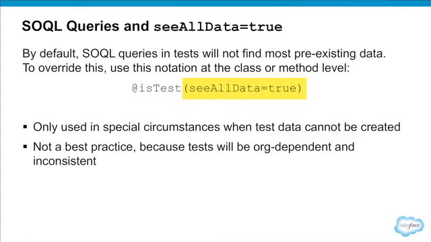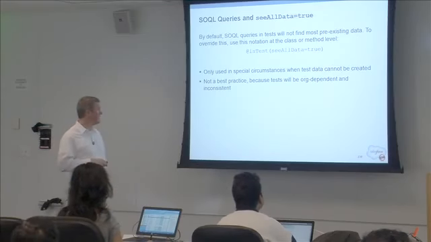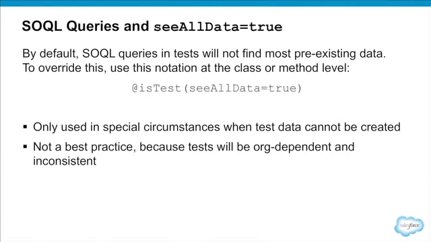Just so you know, by default, you will see things like profiles and users. Even if seeAllData equals false, you will always see users, you will always see things like profiles. So there are a few things that you will see which are not really metadata per se. This should only be used in special circumstances when the test data cannot be created. And then, as I mentioned, the drawbacks are you don't want inconsistent org-dependent tests. A better thing to do would be to create your own mock data.